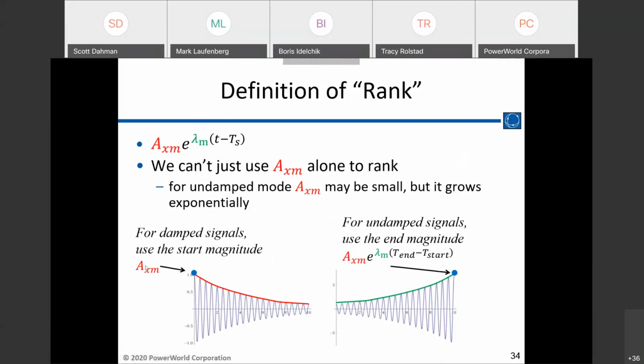But the problem is that if it's a damped signal, the magnitude is highest at the beginning, so that's fine. But the magnitude might be very, very small for the contribution from an undamped signal. Because it grows exponentially over time, the magnitude might be 1,000 times smaller than the value at the end of the time window. So what Simulator does is we base the rank on the maximum of these 2 values.